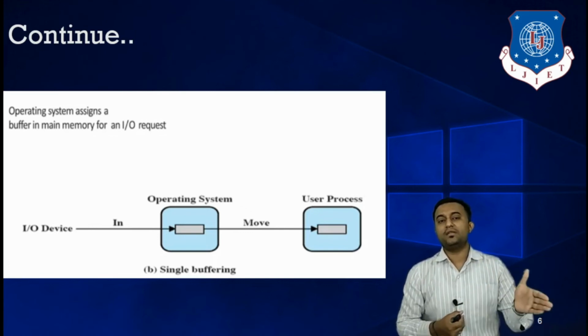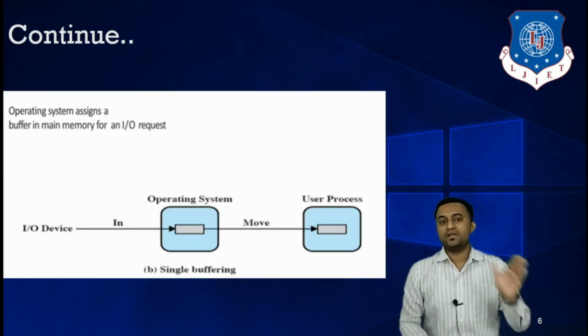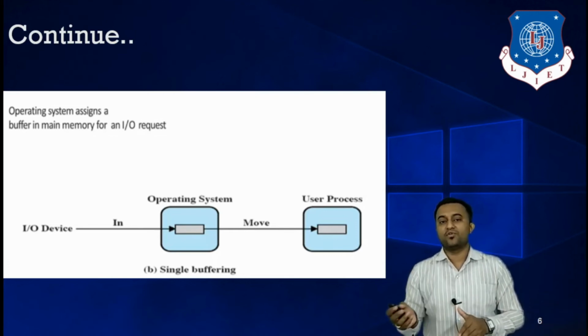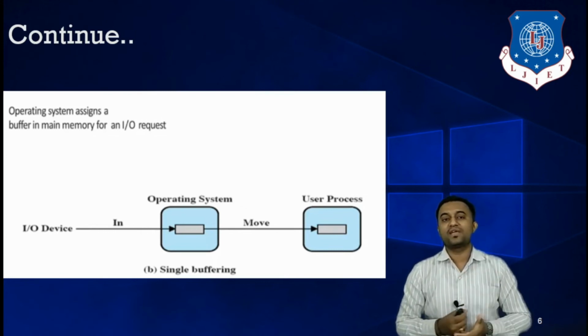So there is in and move, two types of operations we have. One is inserting and one is deleting something from this. This is one type of critical section problem we can say.